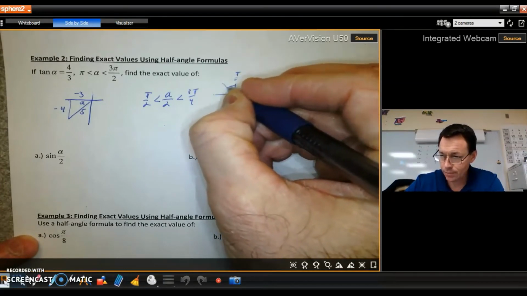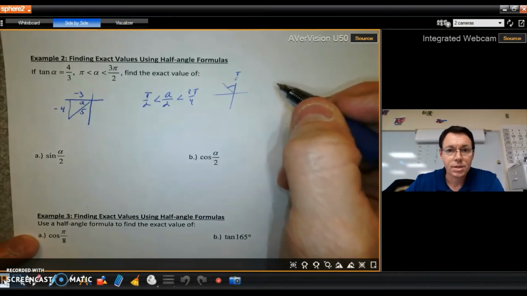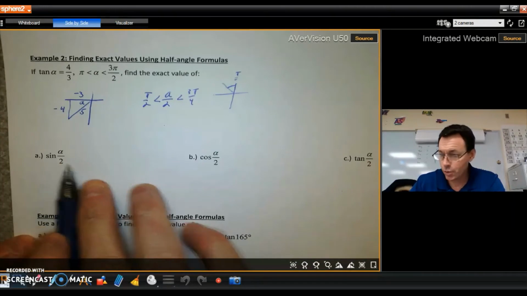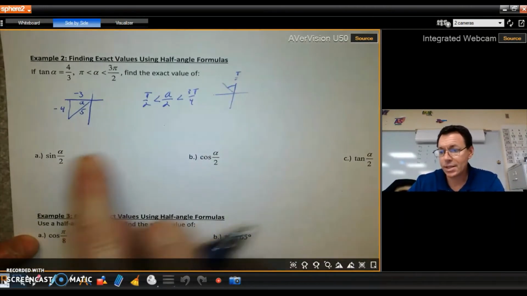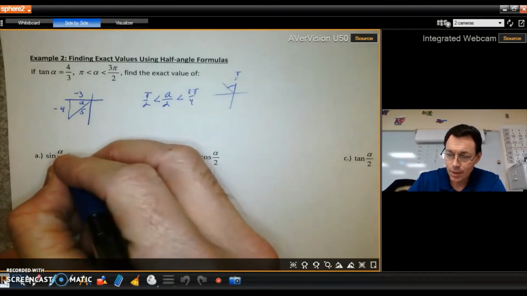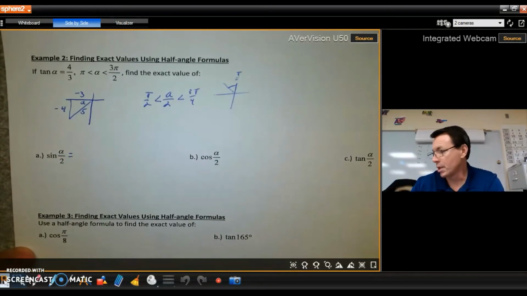It's somewhere here, in this upper section of quadrant 2. Okay, so that is what we need to remember. As we're doing these problems, this half angle that we're looking at is in quadrant 2. So when I find the sine of this angle, I am going to use the positive version of the formula.